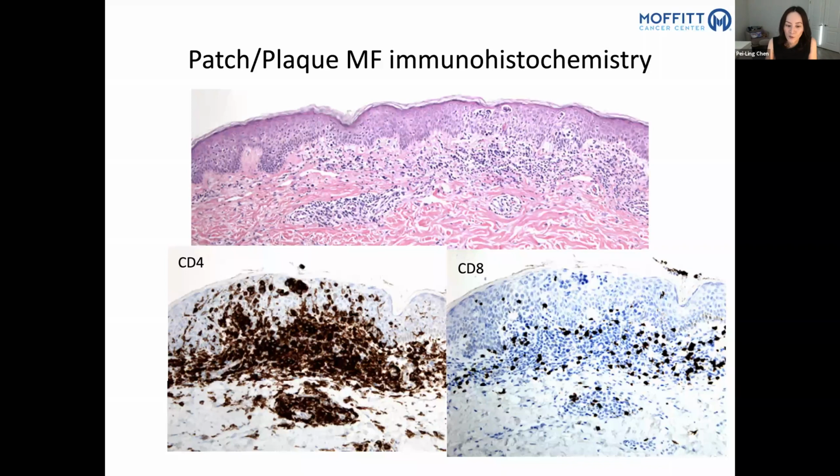So when we do the immunohistochemical workup, we can see the CD4 to CD8 ratio is completely skewed. We see a lot more CD4 positive T cells that do not express CD8. So this is immunohistochemically very fitting for a mycosis fungoides patch lesion.